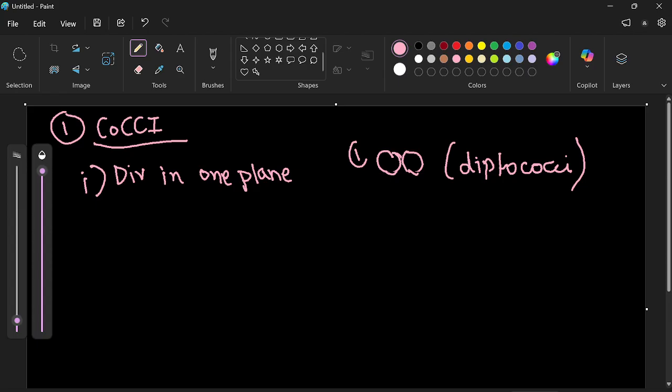Okay, so the second arrangement possible, in the same one plane, is the streptococci. As you can recall, many bacteria have the name streptococcus. Okay, streptococci is the plural form. So it basically looks like a chain of such cells. Not cells, I mean the shape. And this is the streptococci.